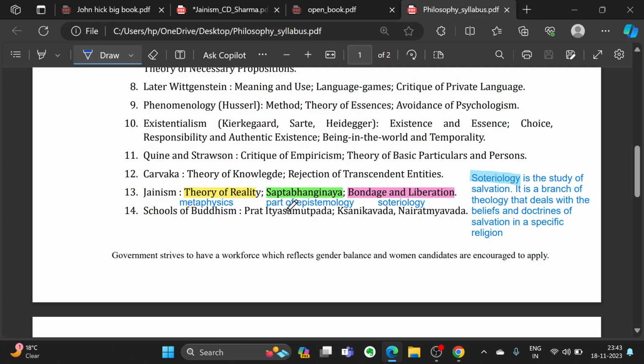Saptabhangi, this is just a part of the epistemology of the Jain school. We will see what exactly this term means when we read the chapter. And the third subheading is bondage and liberation. The study of liberation or salvation is also known as soteriology, so you can remember this term. So we will be reading about the metaphysics, epistemology, and soteriology of the Jainism school.